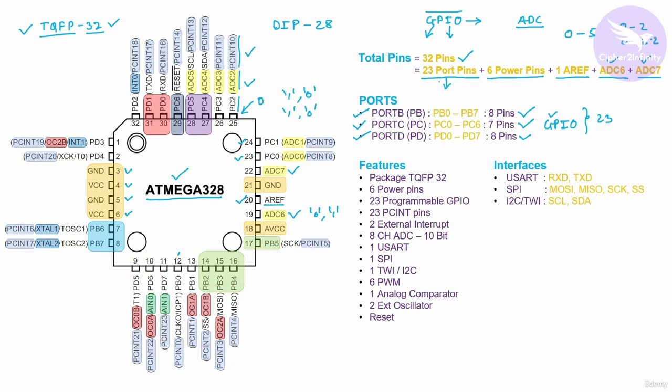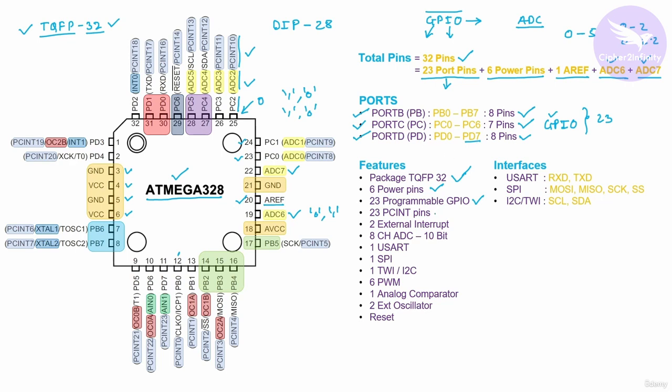Okay, now let's see the different features which are there in this controller. So we saw that there are a total of 32 pins, and the package that we are using is TQFP32. We saw that there are a total of 6 power pins. These are 4 pins, and then these are 2 extra power pins for the analog section. We saw that a total of 23 GPIO pins are there, and I also showed you all those GPIO pins starting from PB0 to PD8.